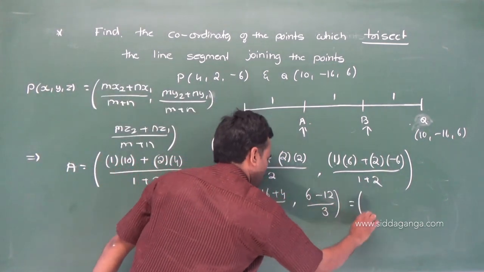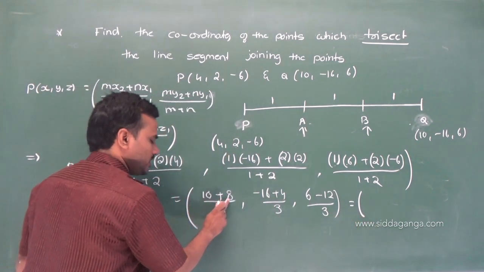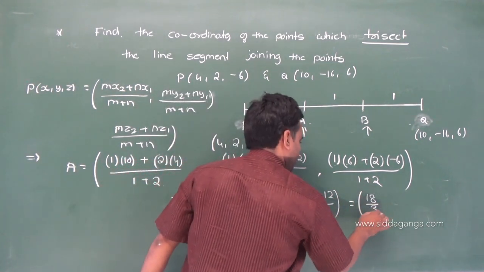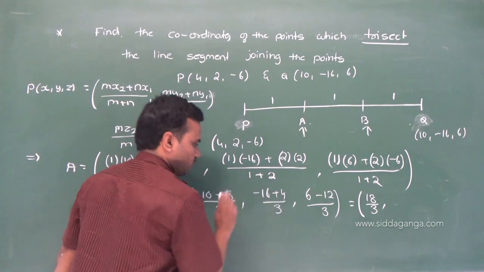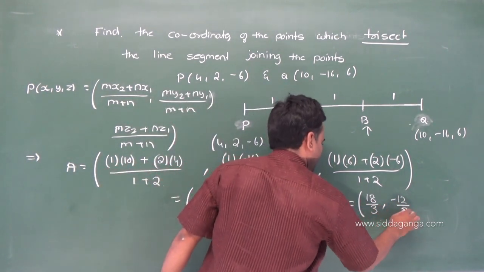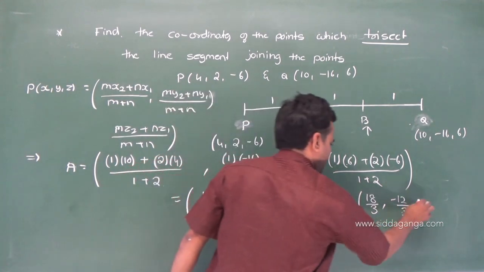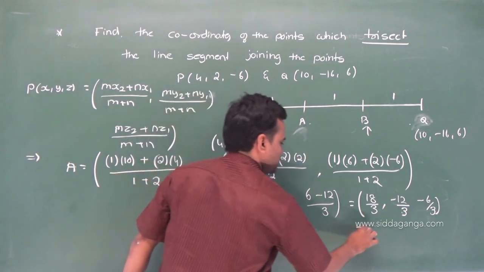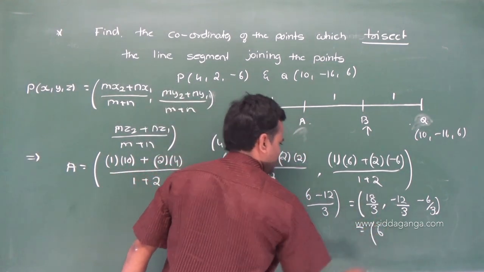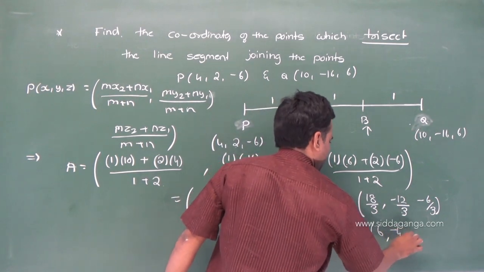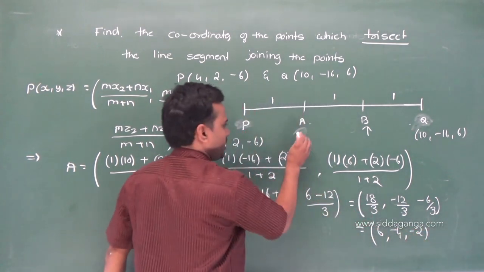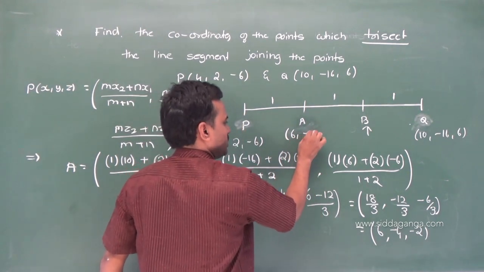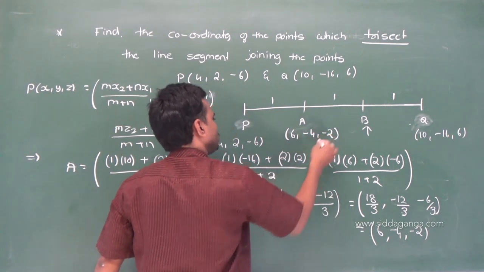After calculating, that implies 18 divided by 3, minus 16 plus 4, minus 12 divided by 3, 6 minus 12, minus 6 divided by 3, correct? So the point A is equal to 18 by 3, how much? 6. Minus 12 by 3 is how much? Minus 4. Minus 6 by 3 is how much? Minus 2. The point A coordinate is 6, minus 4, minus 2.